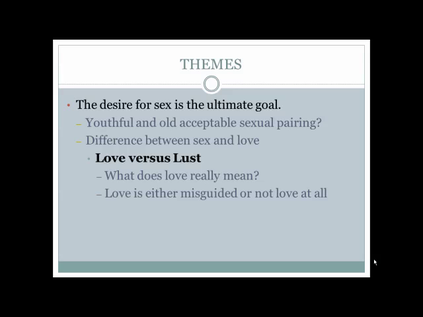It also leads to the difference between sex and love. And then we also deal with love versus lust. What does love really mean? Who is Allison really in love with? And maybe what the ultimate goal is, that love is either misguided. If she's in love with Nicholas, there's a misguided emotion, or love doesn't exist at all if it's what she's supposed to feel for her husband.